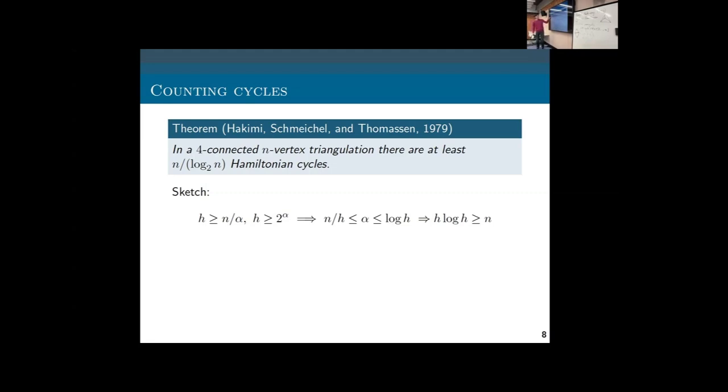That you have n over log n. So this is kind of the first bound for our f.